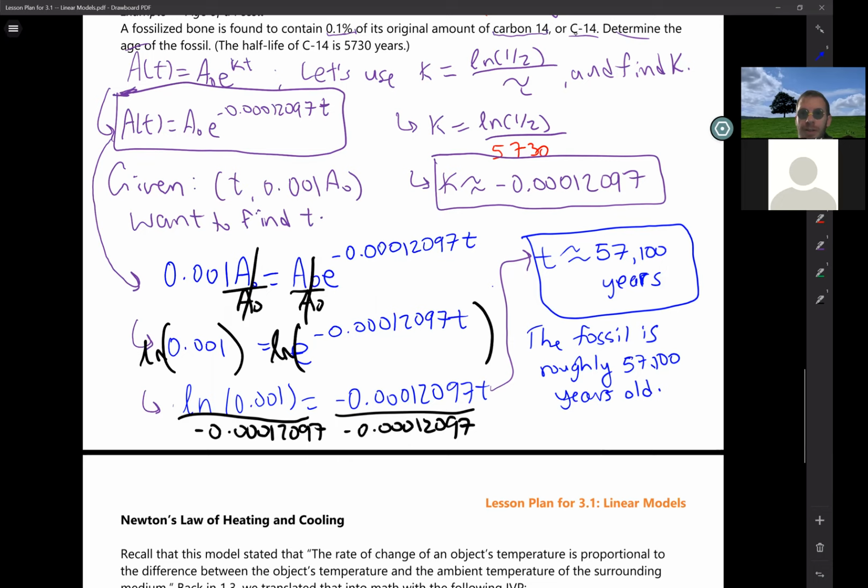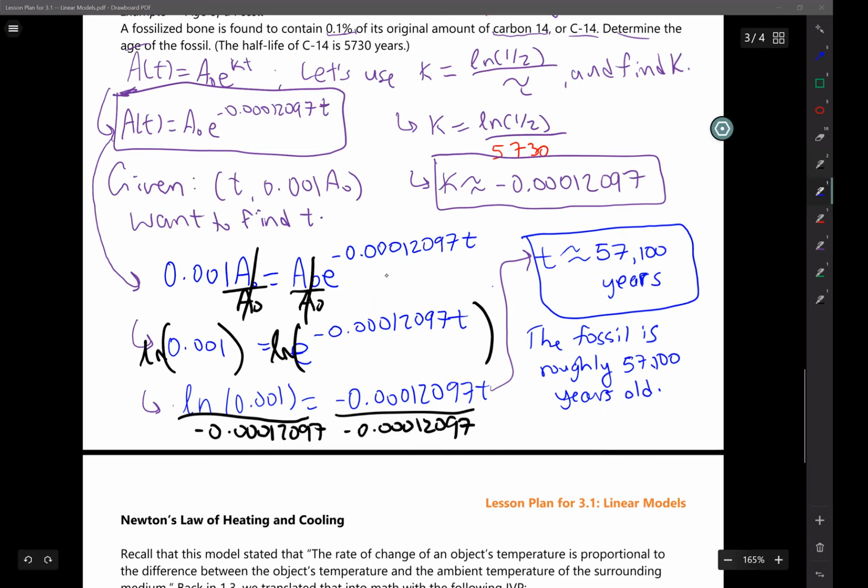If you're interested in doing that, you would do that in especially geology, archaeology as well, but some chemistry as well. It's a mixture of chemistry and physics that you have to do for that. But as you can see, the math is not too bad. The math is pretty easy. Okay, well, let's jump over to the last model that we'll cover today, which is Newton's law of heating and cooling.